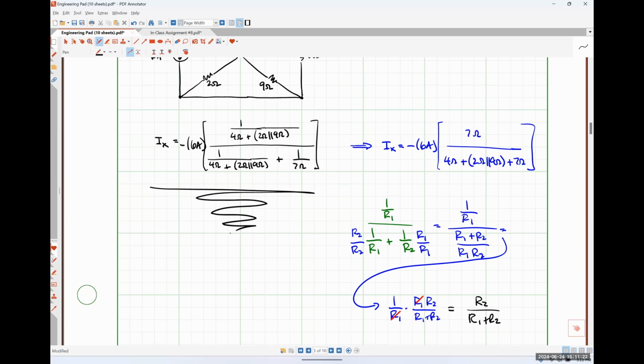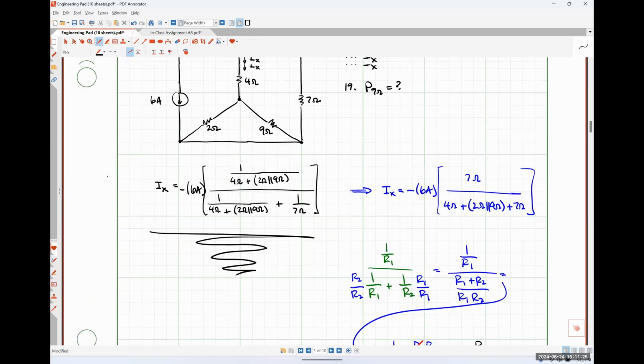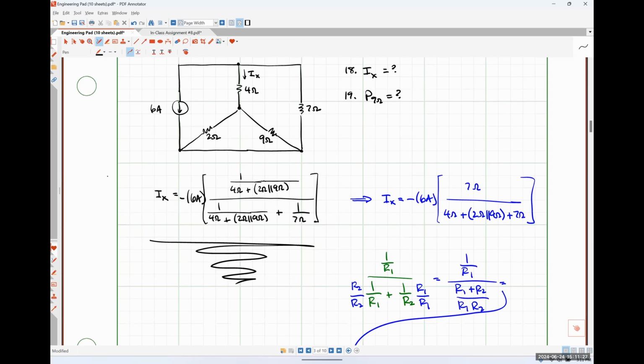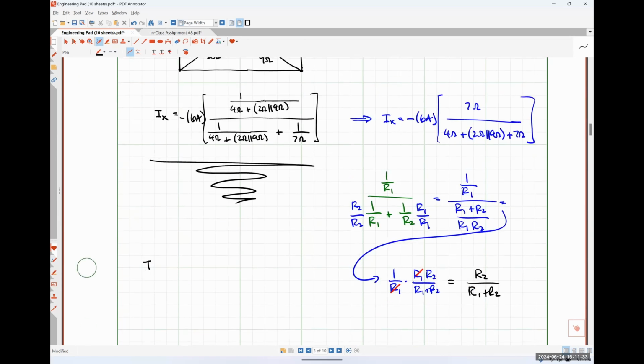So for number 19, we would just do current division again, right? So if I call this current I9, we could say that I9 is simply IX times 1/9 over 1/9 plus 1/2 plus 1/9. And then the power absorbed by the 9 ohm resistor is just going to be I9 squared times 9 ohms. That makes sense. Thank you. No problem. Sorry for having poor solutions.